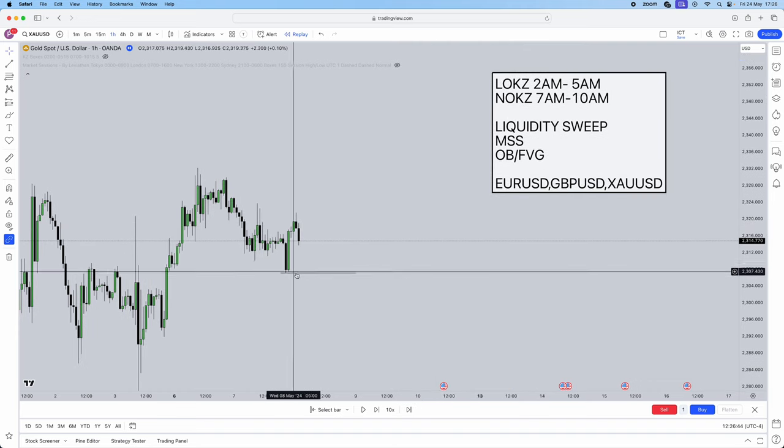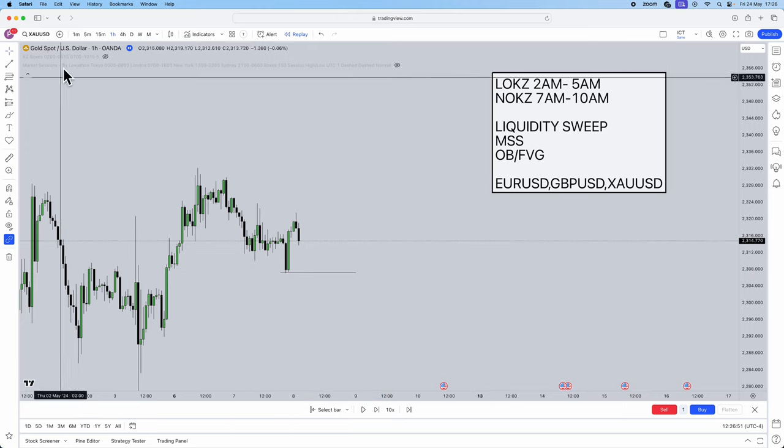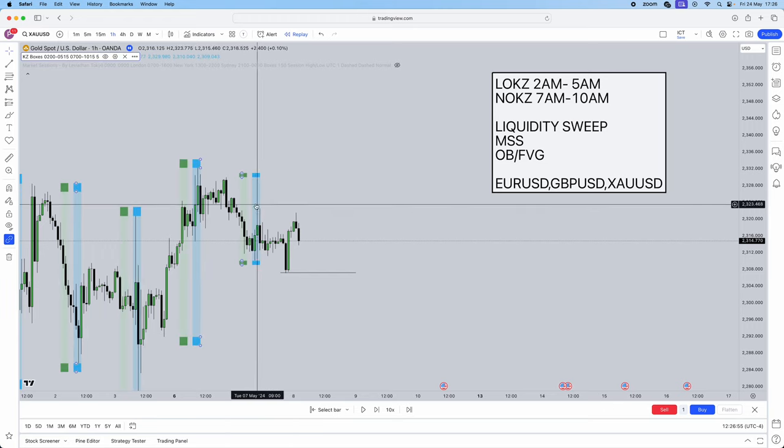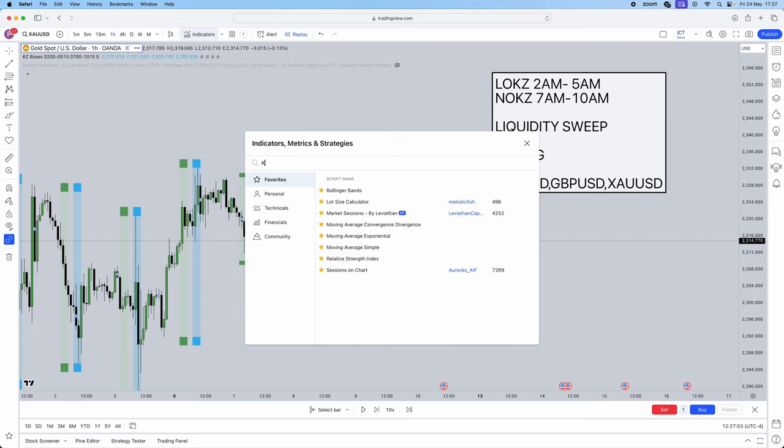So, first things first, right? Prior to our session starting, this was the Asia session prior to our London open kill zone. As you can see here, I do use this indicator, which marks out session time. And as you can see, this is London, 2 a.m. till 5 a.m., and then we have 7 a.m. till 10 a.m. Now, you guys can add this indicator. It is called KZ Boxes.